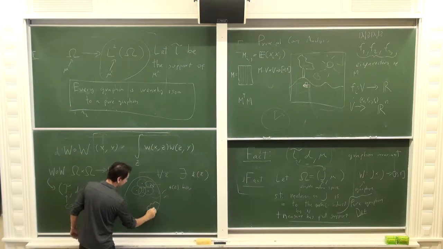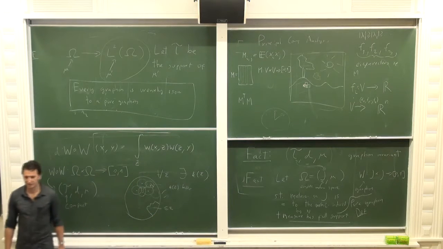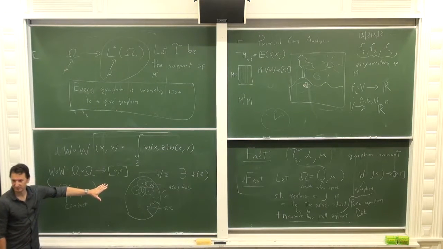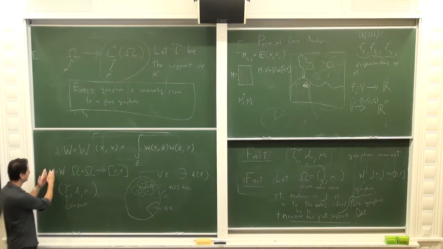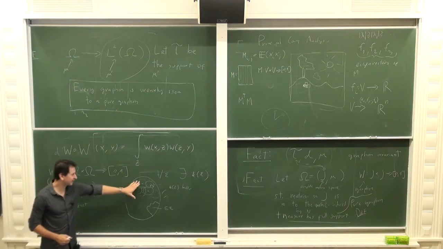And the exception is just a set of measure at most epsilon. And this k epsilon does not depend on the graphon. This is true for every graphon. You take the graphon, you take the square of it as a kernel operator, you compute the topological space, and it will have this property.